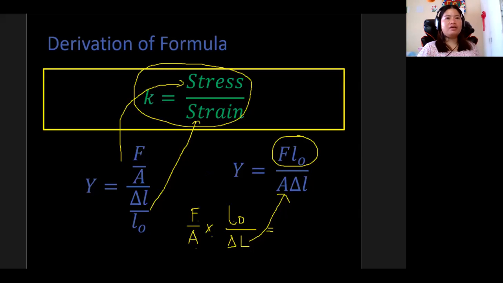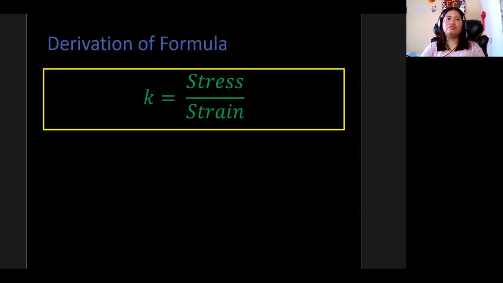Any questions before I proceed to the derivation of the other moduli? Okay, let's move on. We have the derivation of shear modulus. So again, we will have the main formula for Hooke's law. We have K is equal to stress over strain.